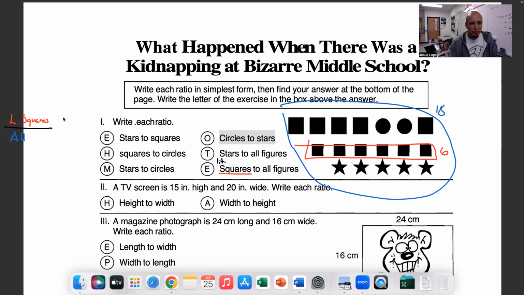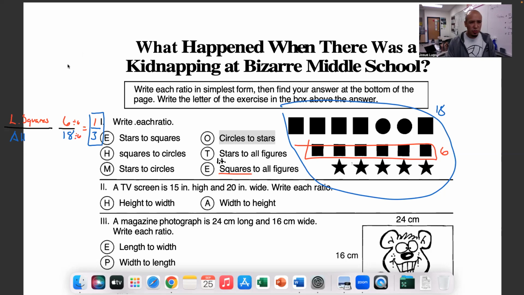So how many little squares do I have? I have 6 little squares over how many total shapes? I have 18 total shapes, including the little squares. So the ratio would be 6 to 18. Now with ratios, we want to make sure that we always simplify if possible. So 6 and 18 are both divisible by 6, actually. You can also divide by 2 and then divide by 3. That also works. But 6 divided by 6 is 1, and 18 divided by 6 is 3. So ladies and gentlemen, the ratio of little squares to all would be 1 to 3.